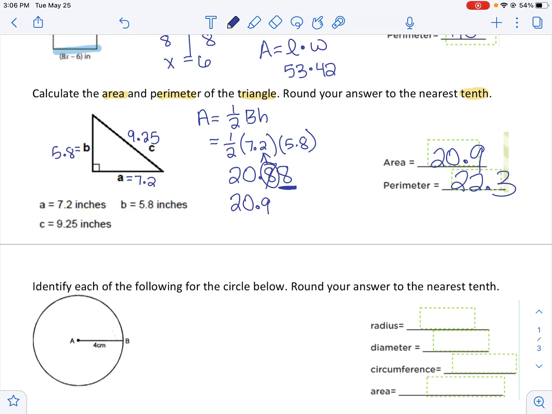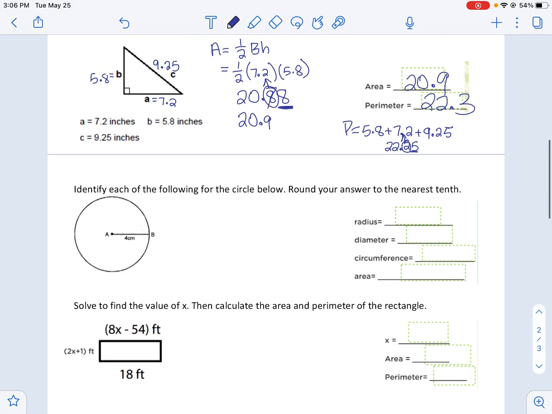So again, perimeter, we added all of our sides. So I did 5.8 plus 7.2 plus 9.25. We got 22.25. The 5 told us the 2 goes up to a 3.